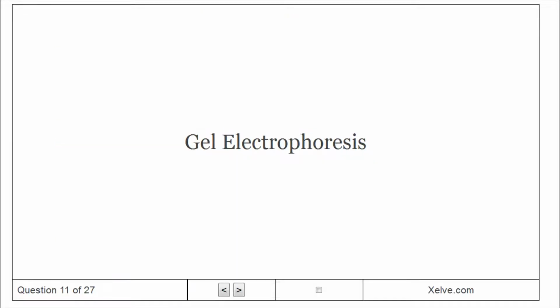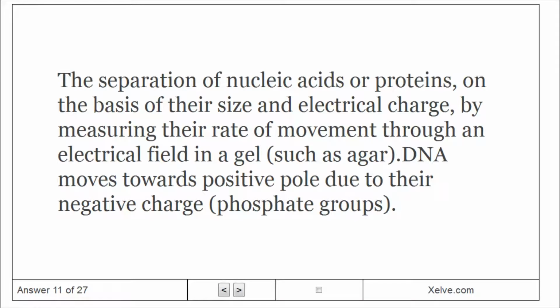Gel electrophoresis. The separation of nucleic acids or proteins, on the basis of their size and electrical charge, by measuring their rate of movement through an electrical field in a gel, such as agar. DNA moves towards the positive pole due to its negative charge, from phosphate groups.